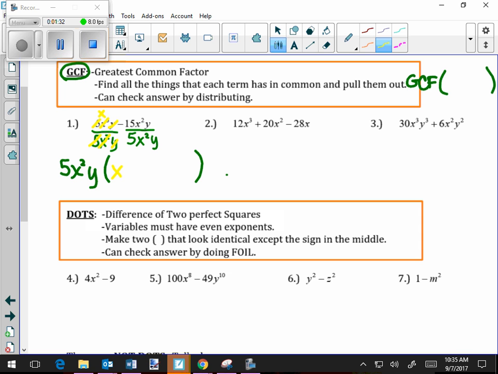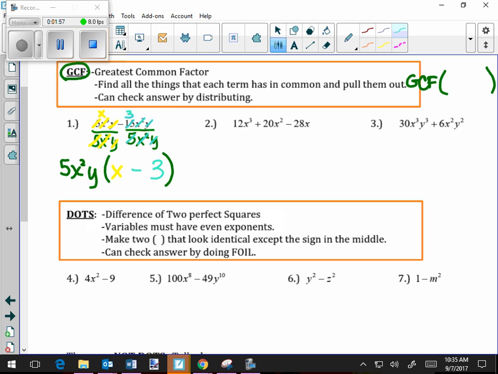For the second term, when I do 15 divided by 5, I get 3. There's an x squared on top and bottom, so those cancel. There's a y on top and bottom, so those cancel. So my final answer is 5x squared y, parentheses, x minus 3. And you might want to move your parenthesis over so that it looks a little more complete.